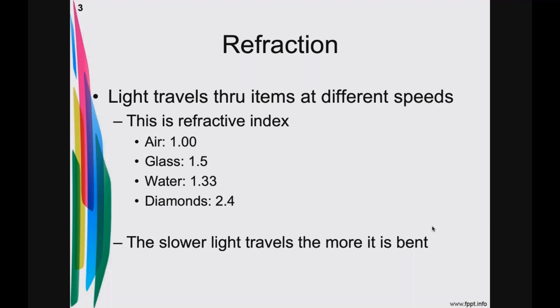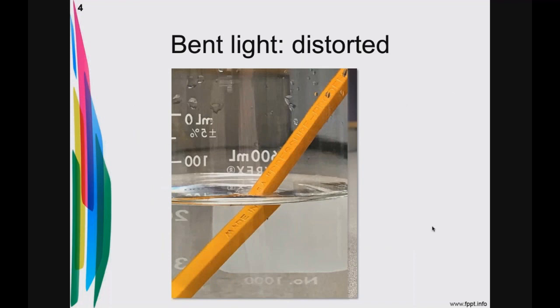And the slower light travels, the more the light is bent. You can see it in this example. I just took a pencil, went into the lab, and put the pencil into a beaker of water. The top part you can see is the air, and the bottom part is the pencil in water. It looks like the pencil is bent. Well, the pencil's not bent in the water. It's the refractive index of water, 1.33. Light is traveling much slower, and therefore that slowness makes it look bent. All right, so that's what refractive index is.